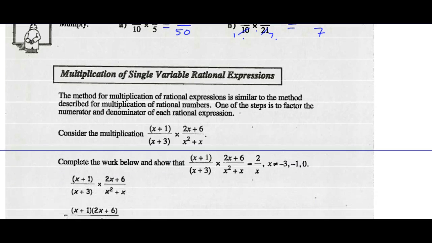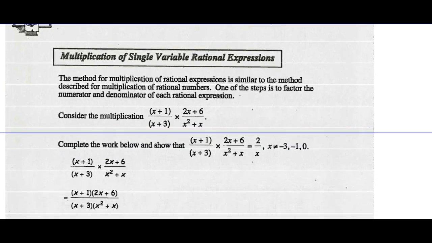Multiplication of a single variable rational expression. So now we're going to talk about fractions with variables in them, or we call those rational expressions. The method for multiplication of rational expressions is similar to the method of multiplication for rational numbers. One of the steps not stated, though, is to factor our numerators and denominators before we start multiplying.